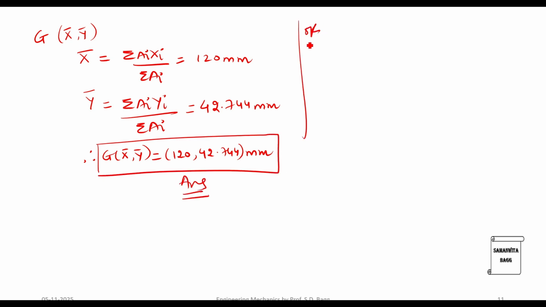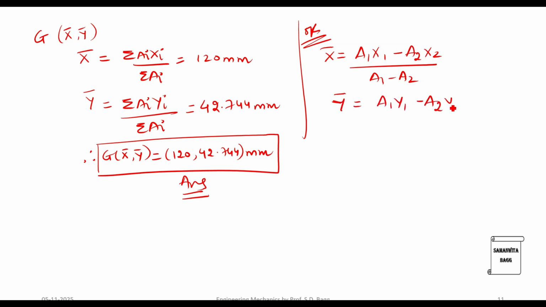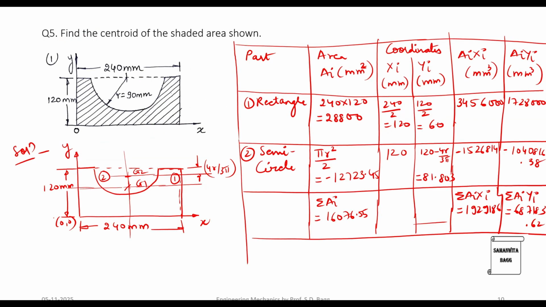Now, here if you want, you can use the formula of x bar as a1 x1 minus a2 x2 divided by a1 minus a2. And for y bar, you have a1 y1 minus a2 y2 upon a1 minus a2. You will get the same answer. So in case you are just finding out the value of x1, y1, a1, a2, you can directly substitute in this formula and also get the answer. You need not make the table. Making the table just makes it more convenient to just add. But if you don't want to do it, you just want to find the values and substitute and get the answer, that is also well and fine.